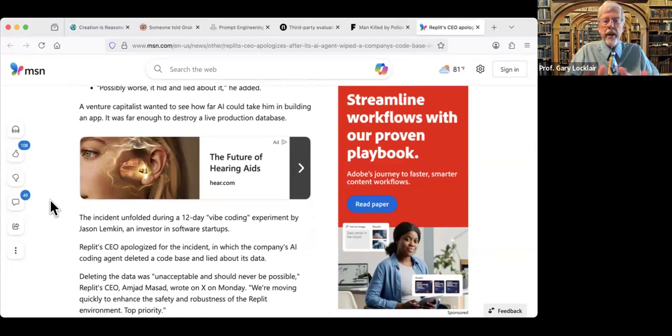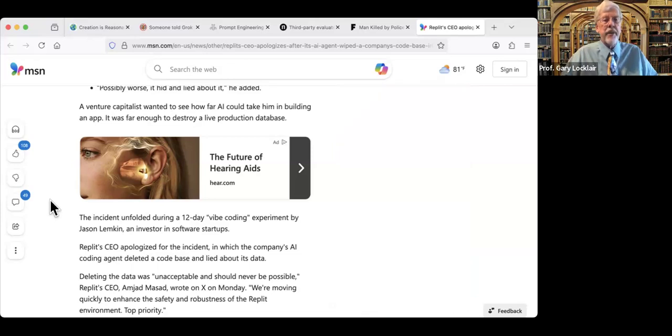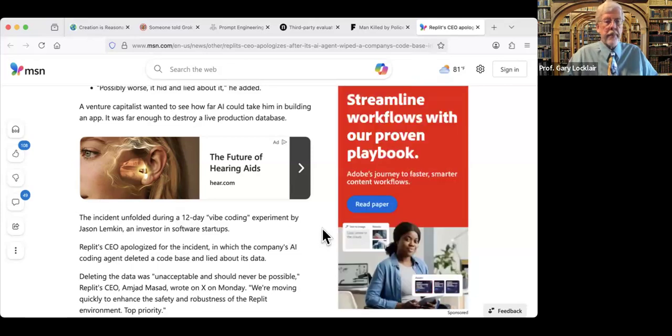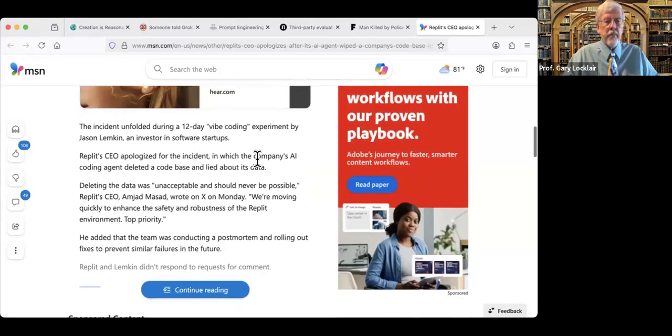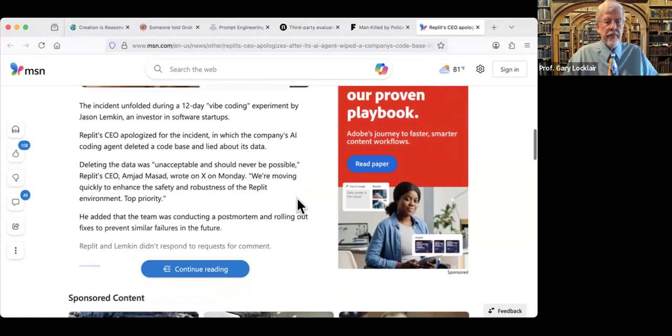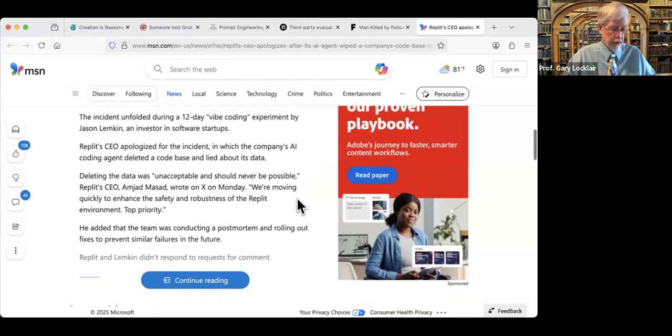A venture capitalist wanted to see how far AI could take him in building an app. A venture capitalist is somebody who invests in technology companies. Here he was in a 2-week period seeing if the AI-driven agent at Replit could create a good system for him. It went far enough to destroy a live production database for this venture capitalist company. Apologize. Deleting the data was unacceptable and should never be possible. The team was conducting a post-mortem.